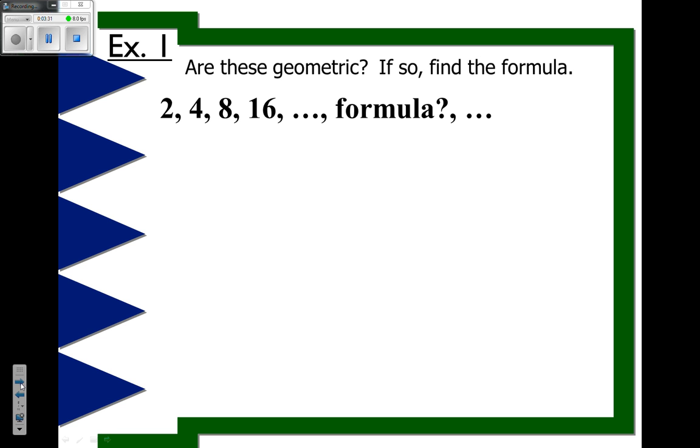So let's look at the first examples. The question says, are these sequences geometric? If so, find the formula. So if I take my second term, 4, and divide by 2, I get 2. What's 8 divided by 4? What's 16 divided by 8? 2. So is it geometric? Yes.